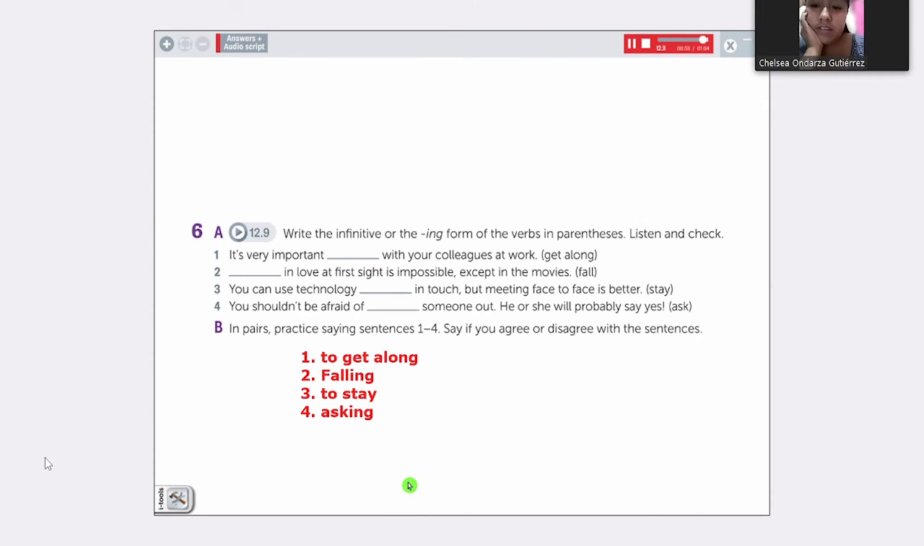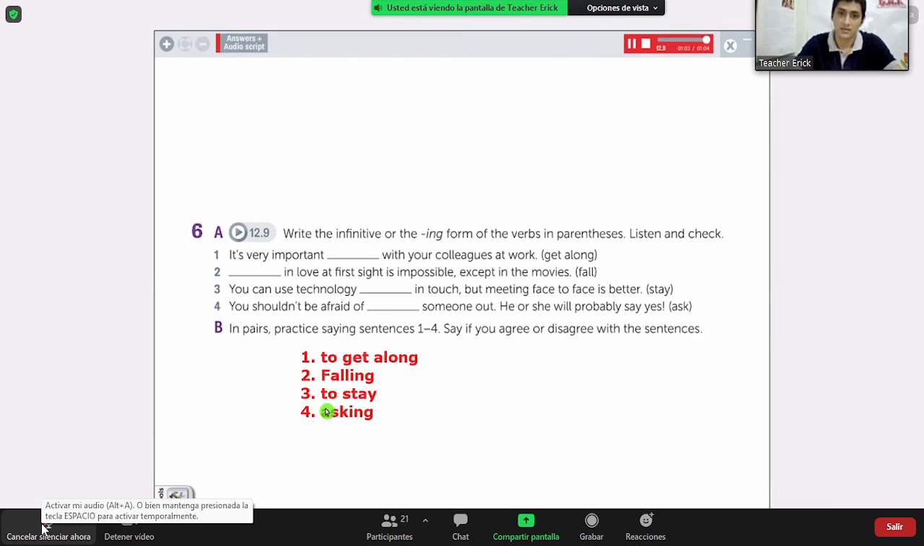Creo que no se escucha. ¿No se escuchó nada? Sí se escuchó. Sí se escuchó.